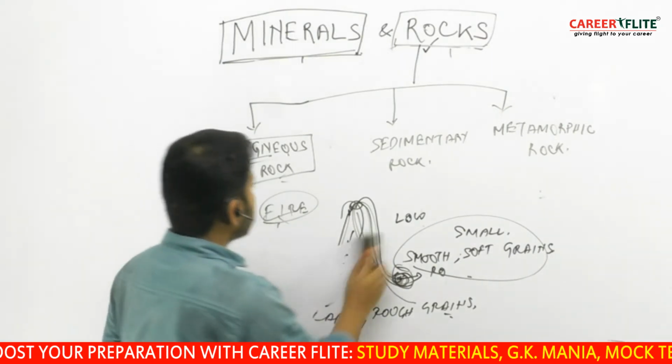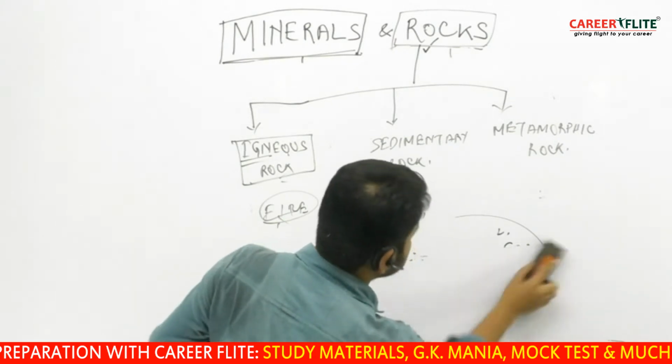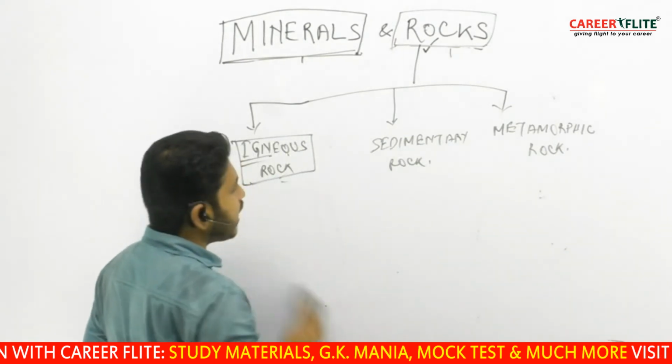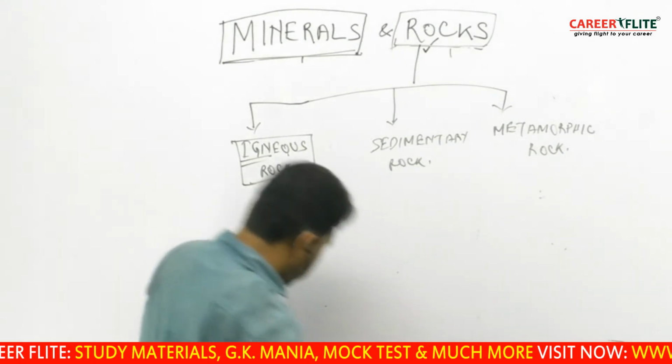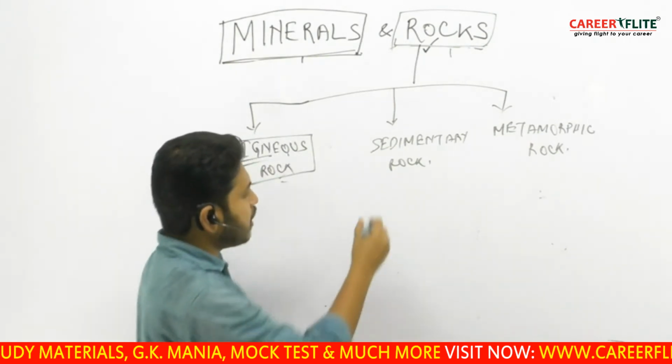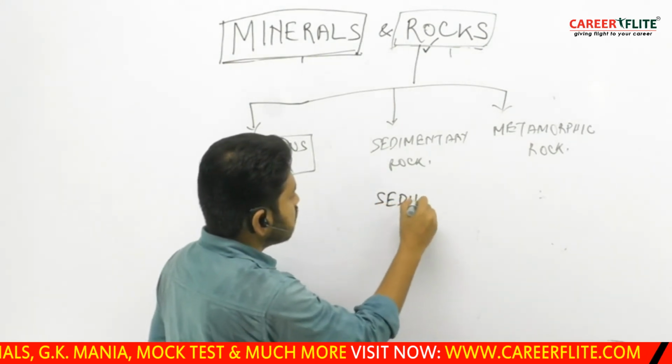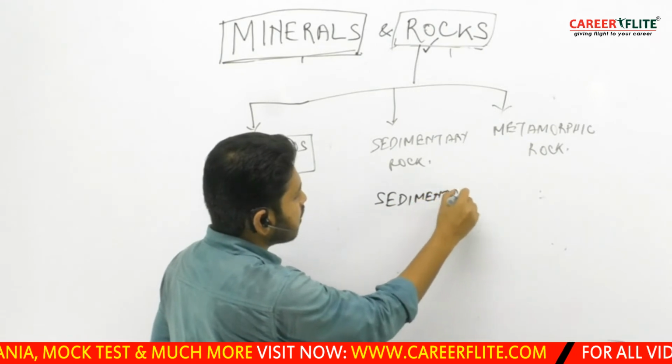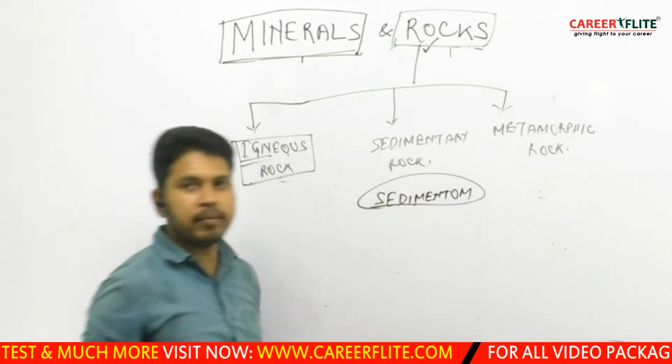Then again, the source of igneous rock is lava. You have to remember it. Now the next rock is sedimentary rock. The word sedimentary has come from the word sedimentum. Sedimentum means settling. Sedimentum matlab settle ho jana.